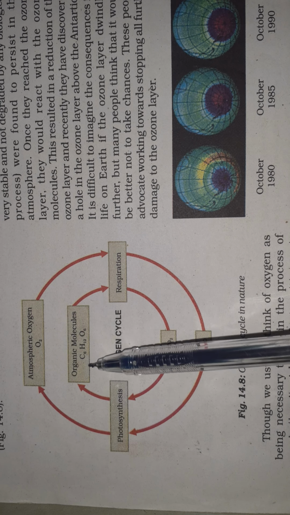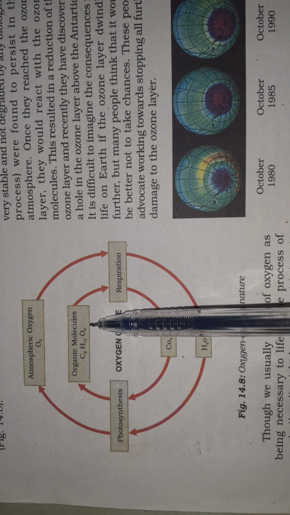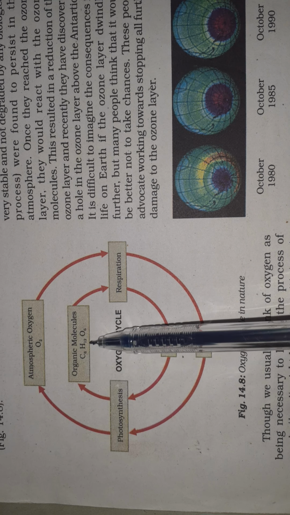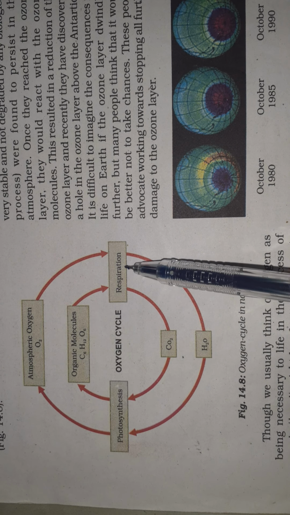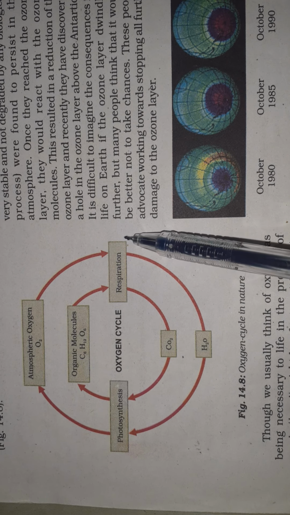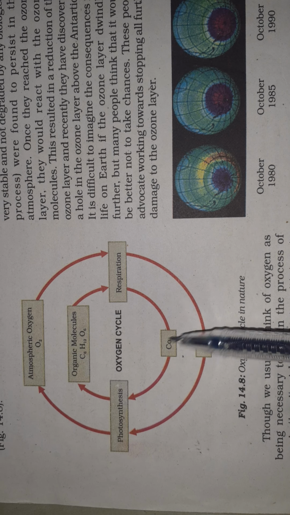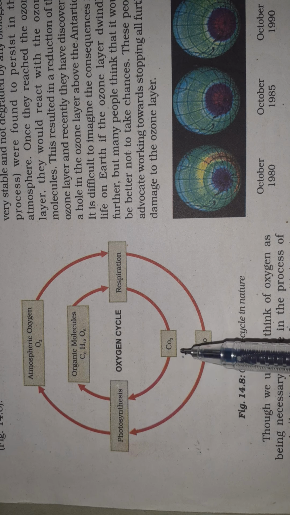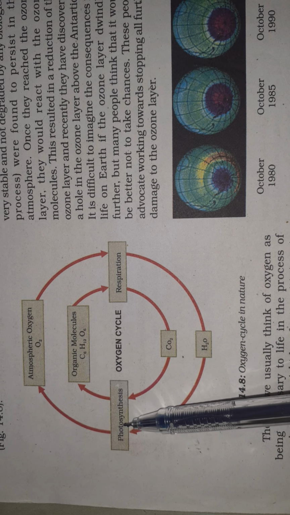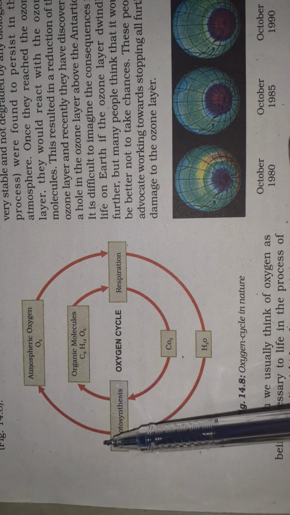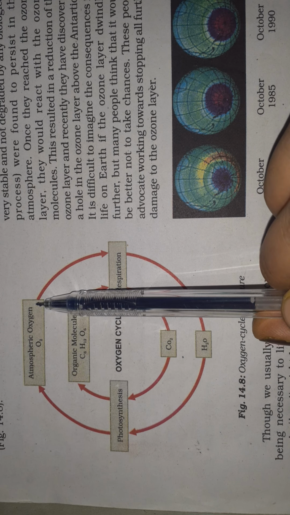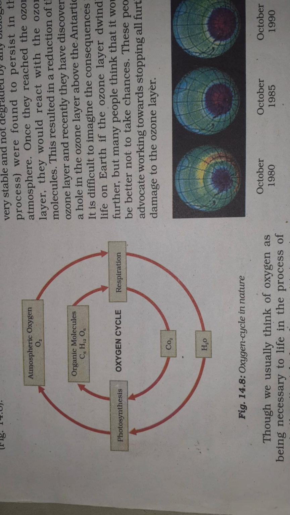And through respiration, organic molecules, this is glucose molecule C6H12O6, through the respiration process, is converted into carbon dioxide and water, and this carbon dioxide again is used in the process of photosynthesis, and it gets converted back into the atmospheric oxygen. This is the oxygen cycle in nature.